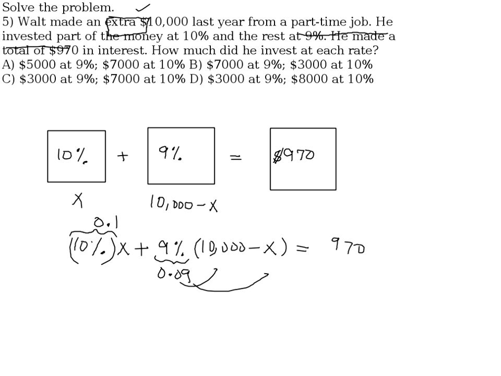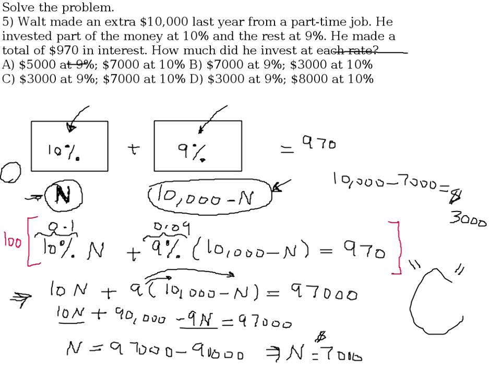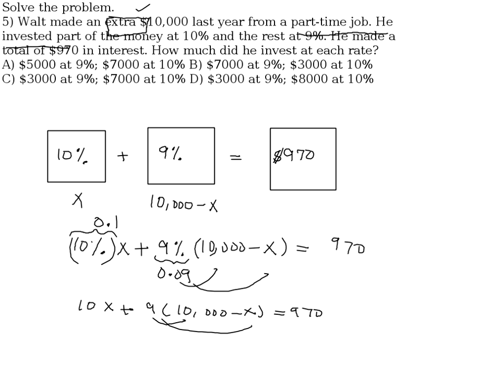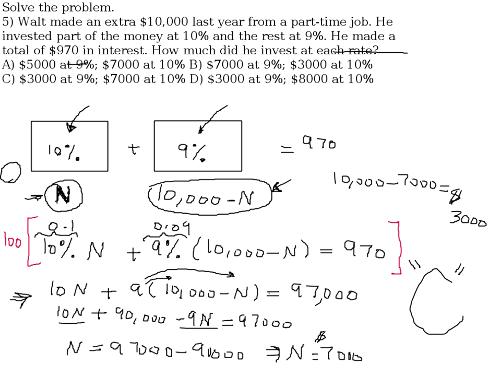Before we distribute, we could multiply each term by a factor of 100. So that gives me 10x plus 9 times 10,000 minus x equal to 970, so I don't have to deal with the decimal numbers. I worked this problem in advance for you. You had 10x plus 9 times 10,000 minus n is equal to 970,000. Don't forget you have to multiply each term by a factor of 100. So we have to multiply this also by 100. That's why we have 97,000 here.